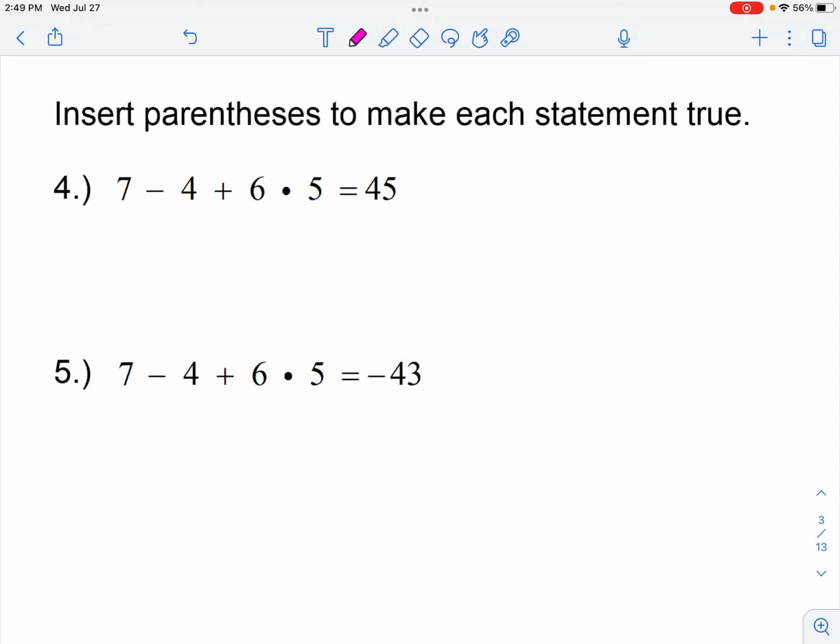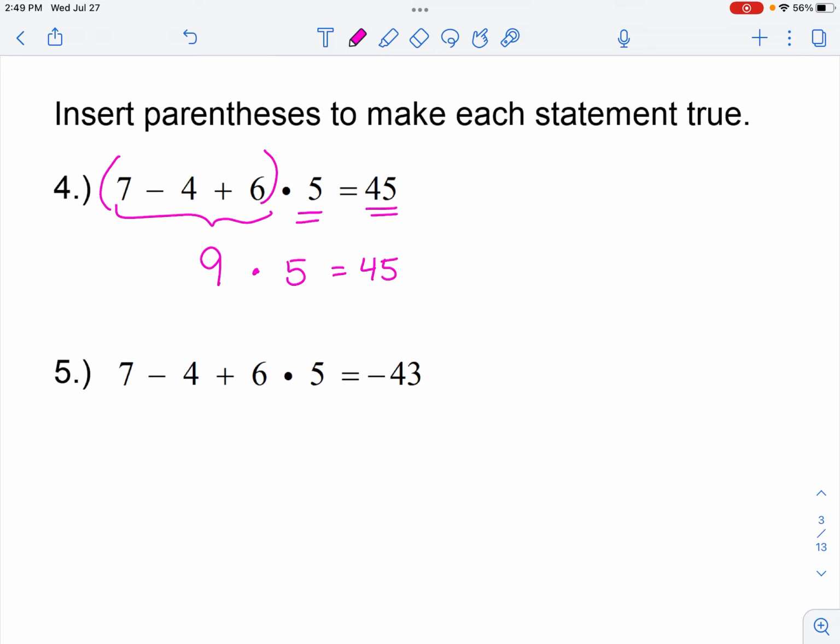All right, so if I keep playing around with it, now here's what I notice. 45, and I've got a times 5. Well, if this came out to a 9, 9 times 5 would equal 45, right? So let's try this. If I do 7 minus 4, I get 3. 3 plus 6 is 9. So if I get 9 times 5, I get 45. So that's actually where I want to put my parentheses. I'm going to put them around the 7 through the 6.